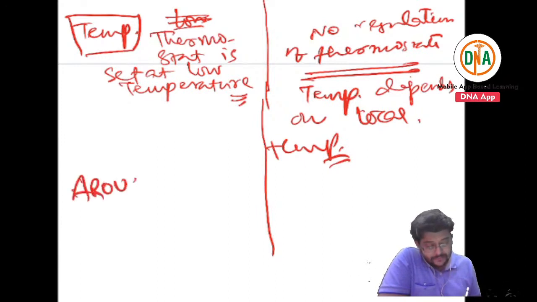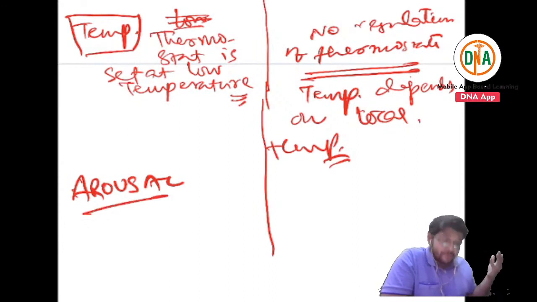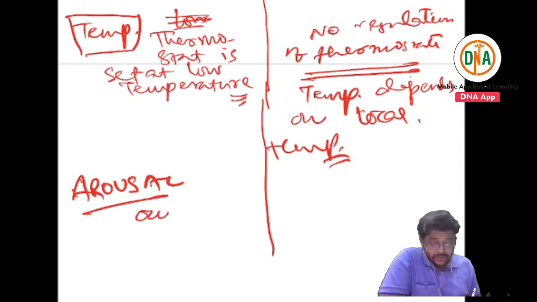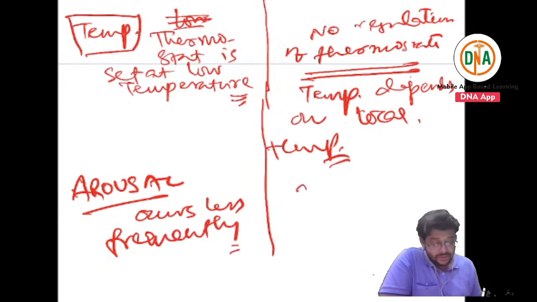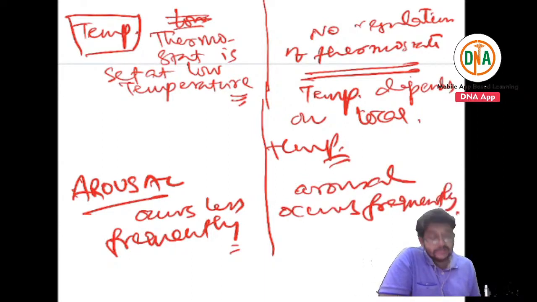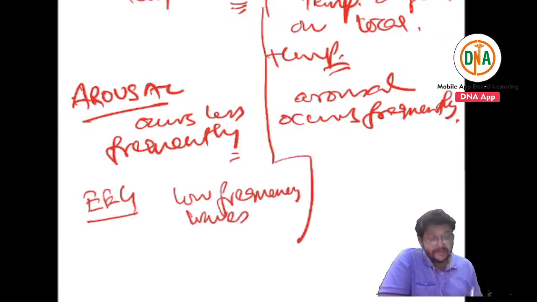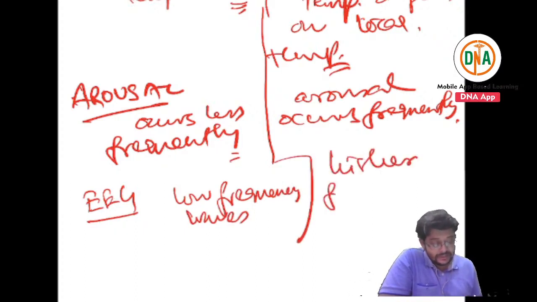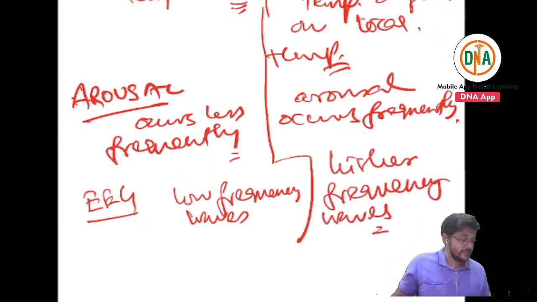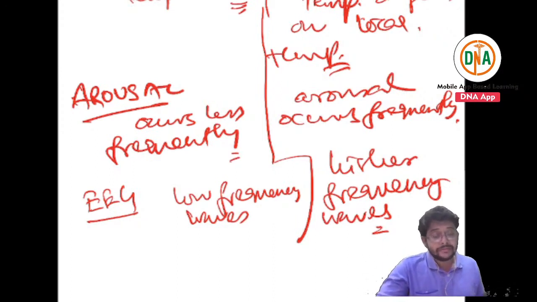Okay. Now we are coming to arousal. This arousal means whether you can be awakened from sleep. Arousal occurs less frequently in non-REM sleep, and in REM sleep arousal occurs frequently. Okay. EEG: low frequency waves are seen in non-REM sleep, and higher frequency waves are seen in REM sleep.